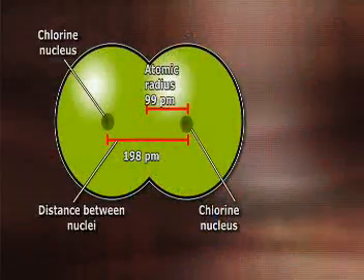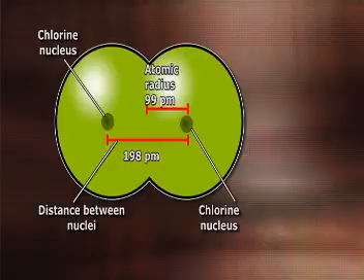Chlorine is a good example of this. As you can see in this image, the atomic radius of a chlorine atom is 99 picometers, which is half the distance between the nuclei of the two atoms. 1 picometer is equal to 1/1,000,000th of a meter.